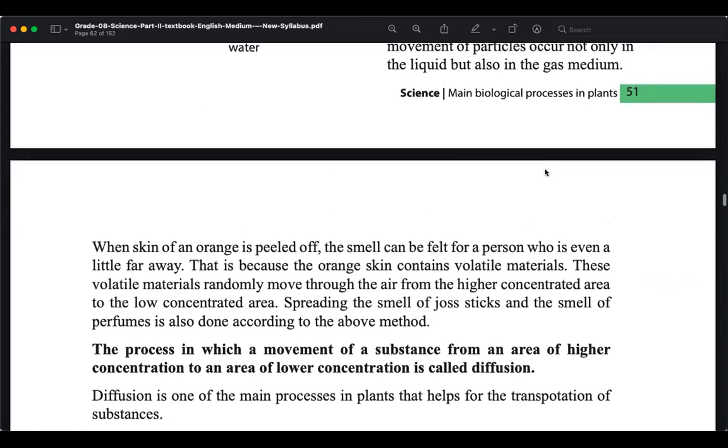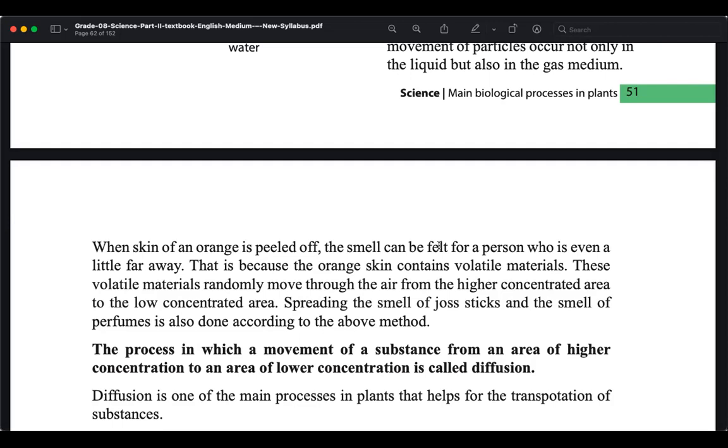So what are these examples? Right here, when the skin of an orange is peeled off, you can smell it even if you are a little away from the orange. You can feel that, right? Because the orange skin contains volatile materials. They will break and these particles will spread. The volatile materials randomly move through the air from a higher concentration area to a low concentration area. That is why you can feel the smell.